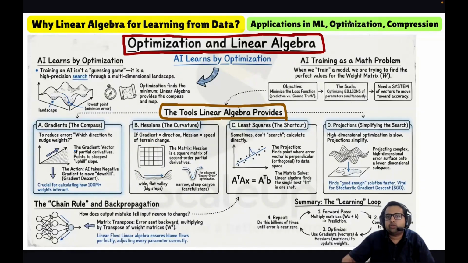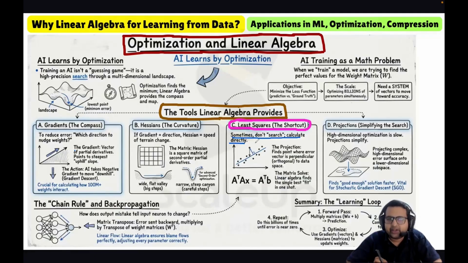Now the next tool of linear algebra which plays a role in optimization is the least squares. So least squares is the shortcut. The idea is that sometimes we don't need to search for the best answer. We can calculate it directly. Let us see how we can calculate the best answer directly, rather than searching for it.